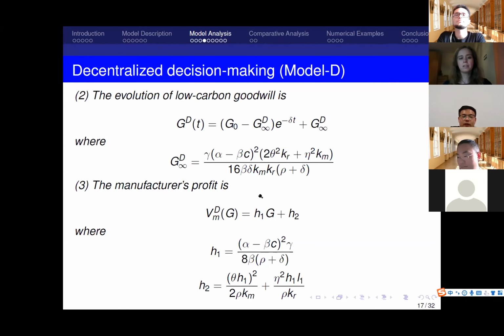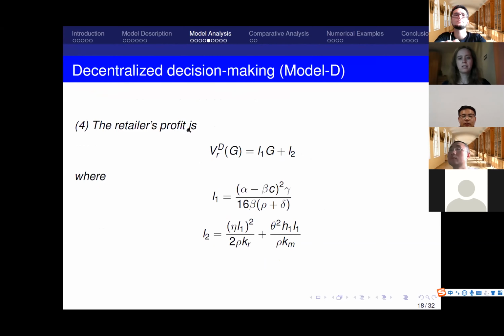In this model, the value functions of the manufacturer and the retailer are independent. This is the manufacturer's value function, where M1 and M2 are equal to this, and the retailer's profit is like this, with these L1 and L2.